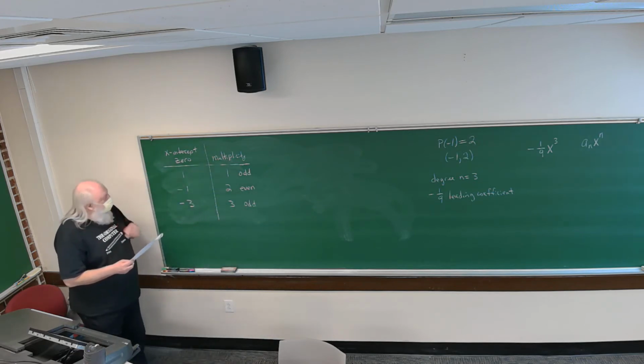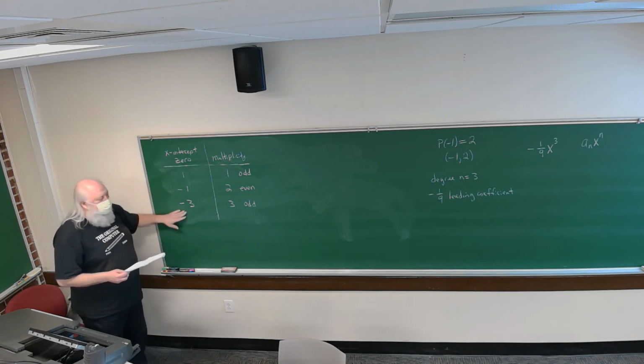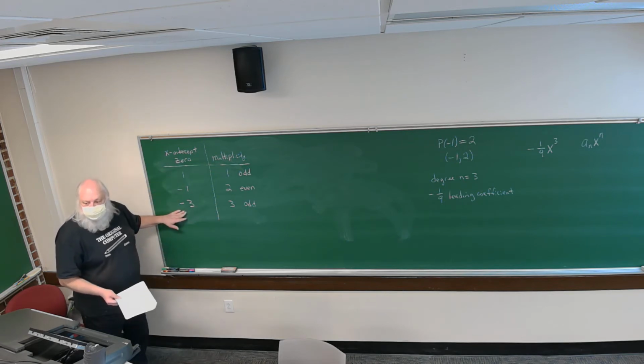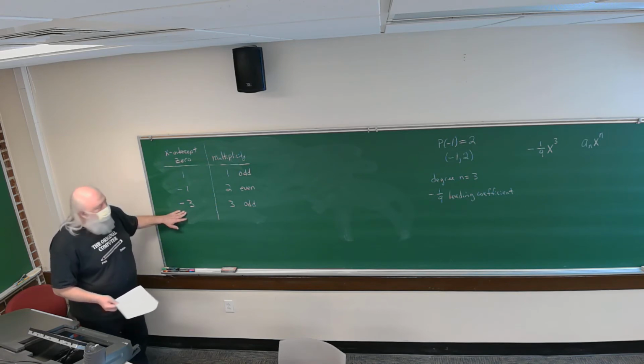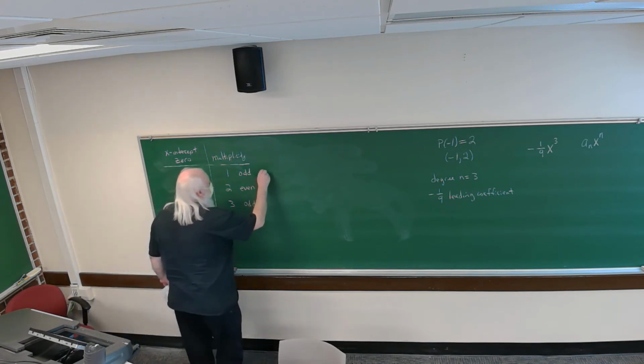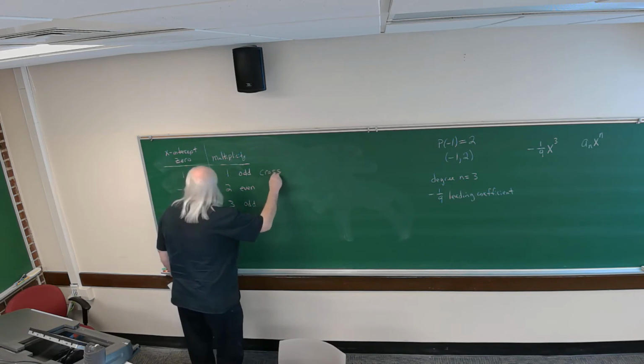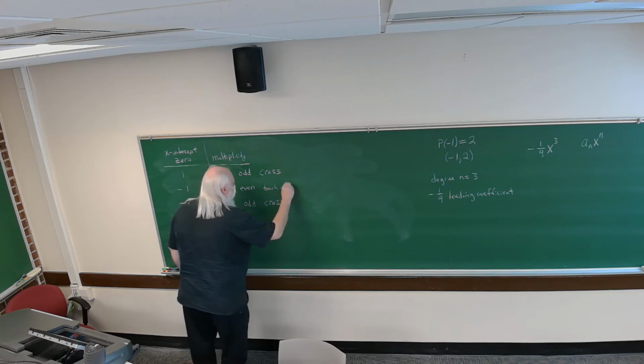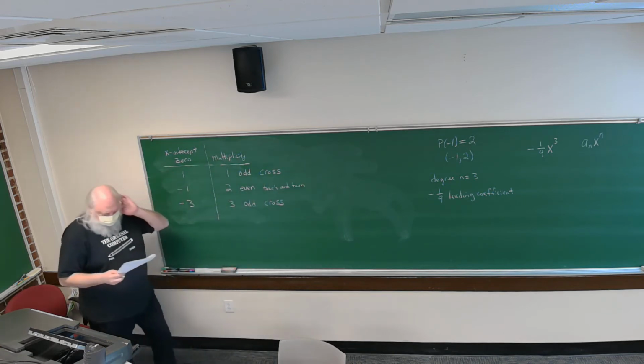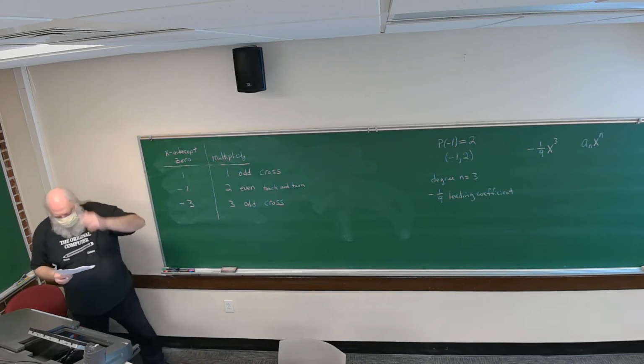So, we know at 1 and minus 3, the graph is going to do what at those x-intercepts? Cross, right? So you're going to cross at x equals 1, and at x equals minus 3, and then at x equals minus 1, the graph's going to touch and turn, right? Because the multiplicity is even. Okay. All right.